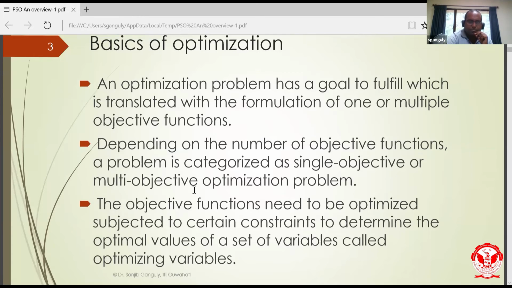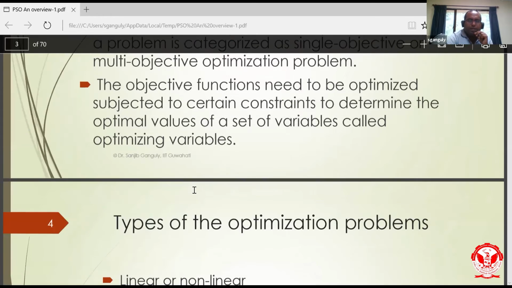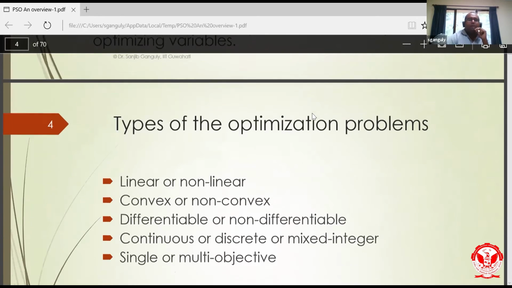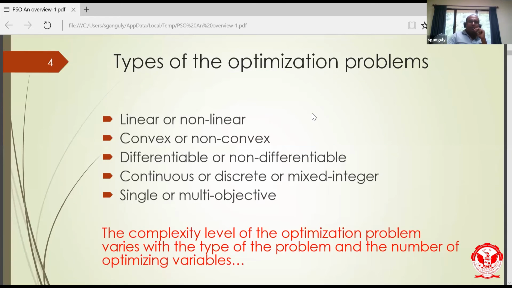Now these are typically the types of different kinds of optimization problems. An optimization problem can be linear or non-linear.